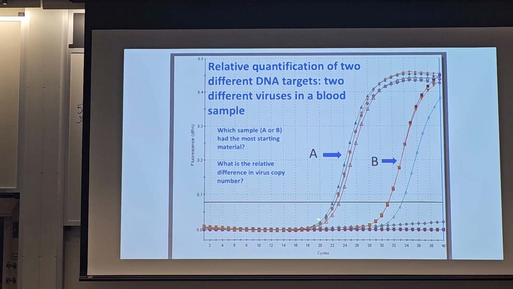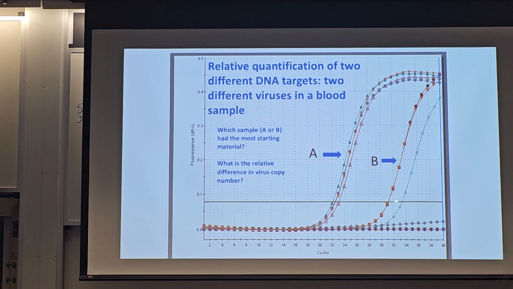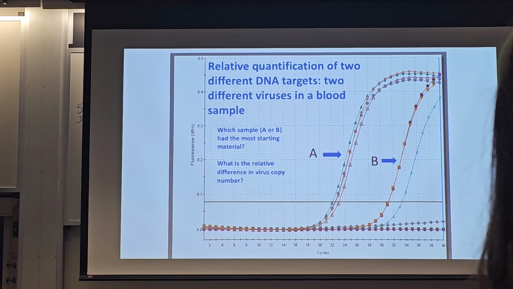We can even look at this and say something about what the relative quantity is of these two viruses in the sample. So A, these are replicates. If you look, A is crossing the threshold at about cycle 22, right? Cycle 22. And B, let's call that 32. We'll average these samples at 32. So that's about a 10 cycle difference.